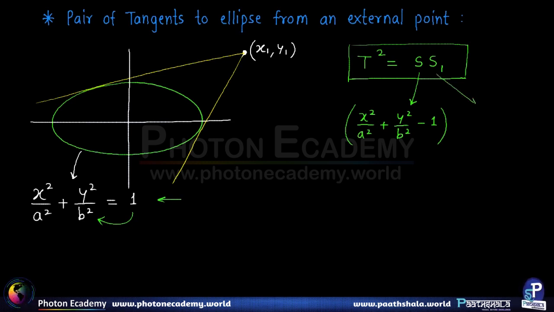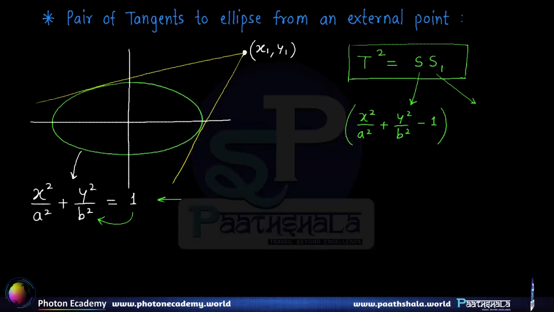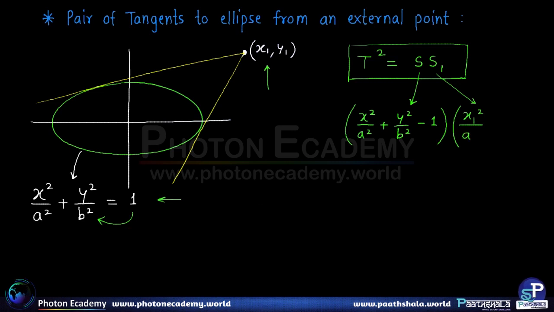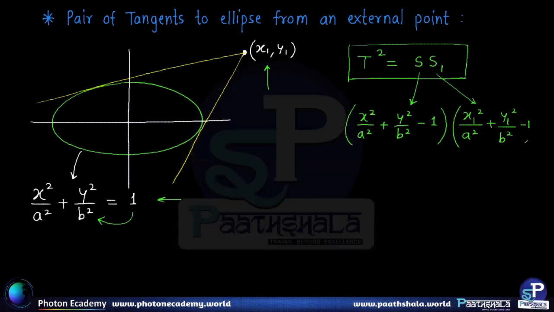Then let's consider what is S1. Now S1 is nothing but the expression of S in which we substitute the coordinates of the external point in place of x and y. So in this same equation, x and y will be replaced with x1 and y1. So here we get x1²/a² + y1²/b² − 1. So that becomes S1. And now, what is T equal to?